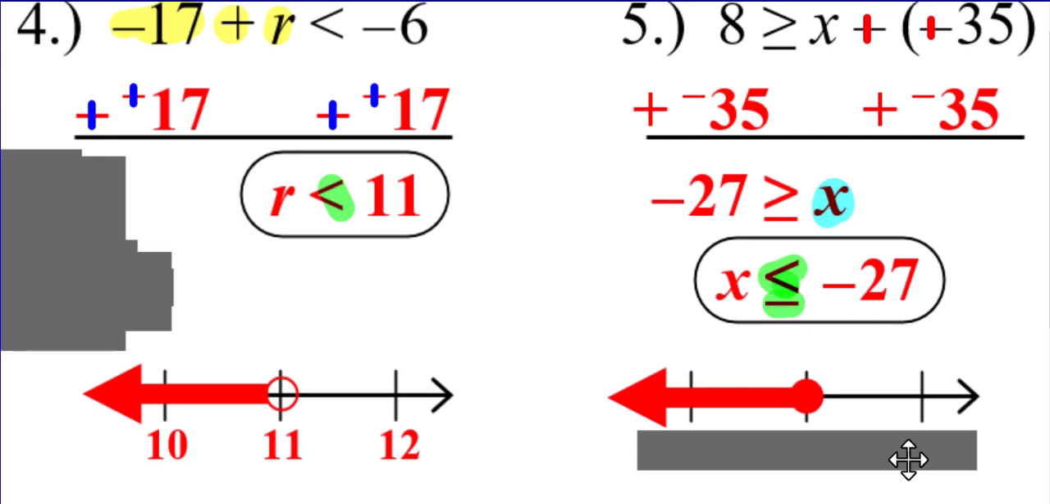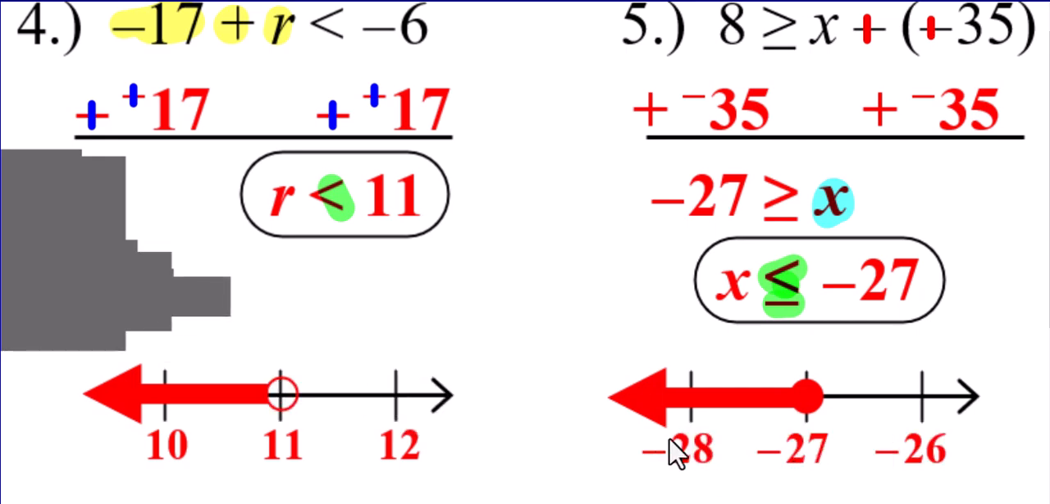And forgive me for not showing you this earlier. Do you have the negatives in the correct order? If these were positives, then 28 would be on the right and 26 would be on the left. But with negatives, it goes the other way. That's just the order that negatives go on a number line. Make sure you got every detail of 4 and 5 correct, because every detail matters.